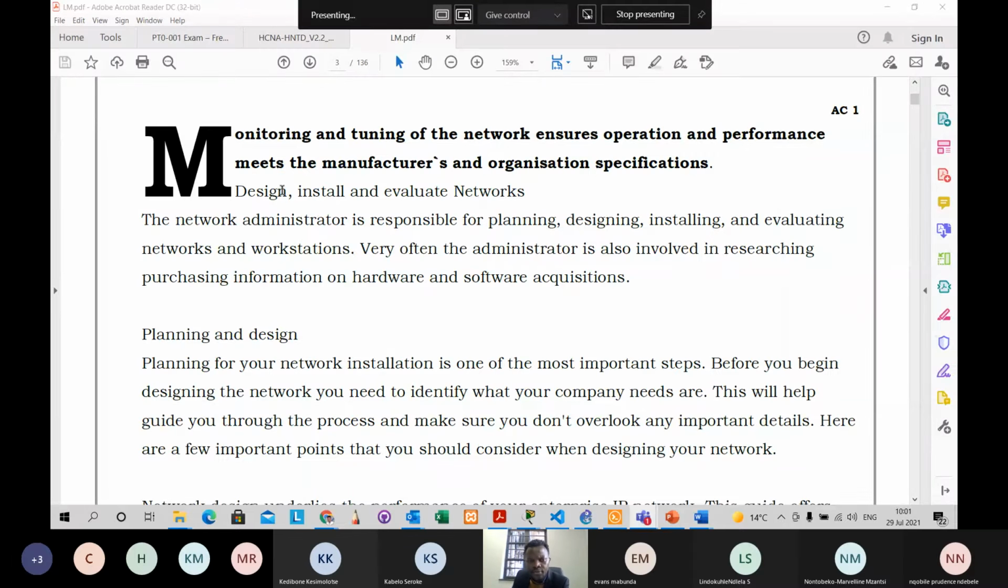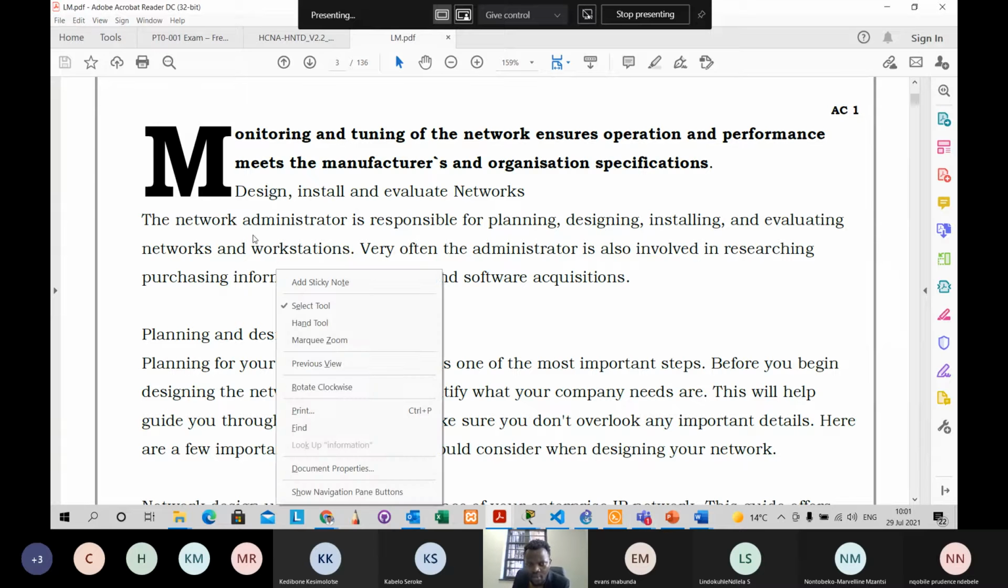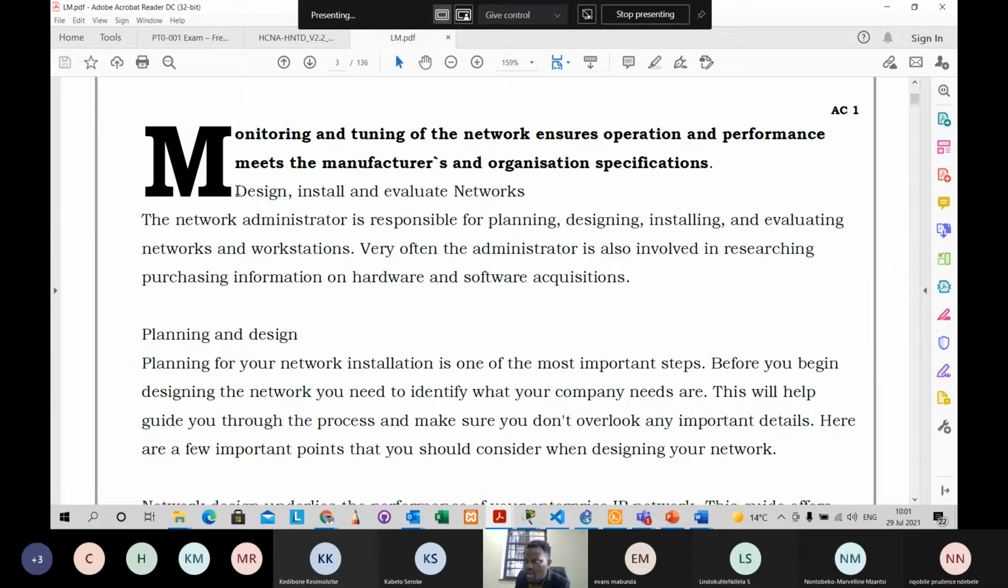So the number 1 point was the requirements. Before we start building any network, we start with the requirements. The client has to tell us why we are building this network, what the reason for the network is. And then number 2 was the design. So we have gone through the design.